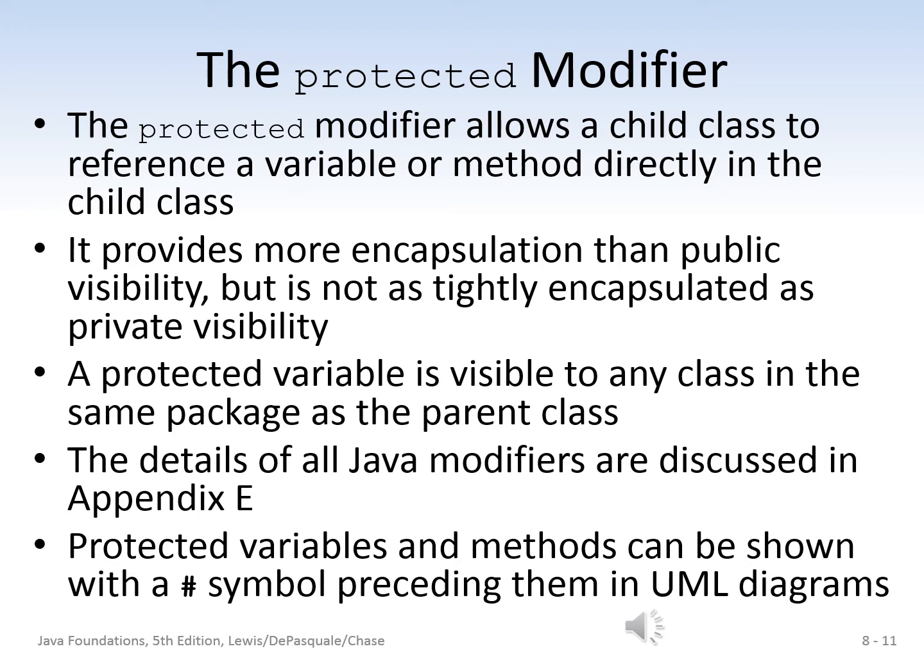And in Appendix E of your textbook, there's a detailed description of all Java modifiers and the details on those modifiers. Protected variables and methods are shown in UML diagrams with a pound sign or pound symbol preceding them.